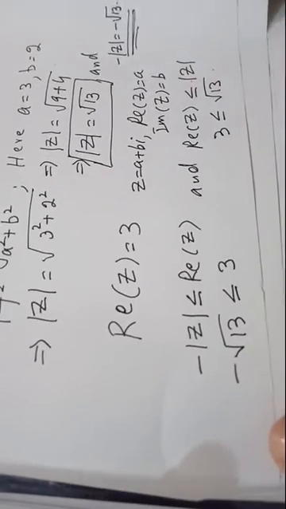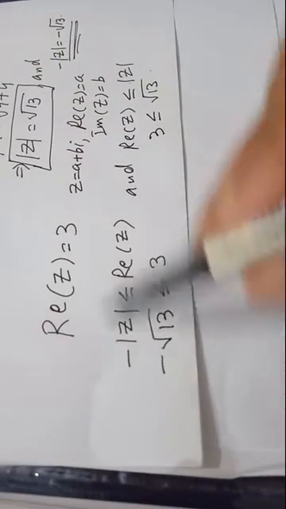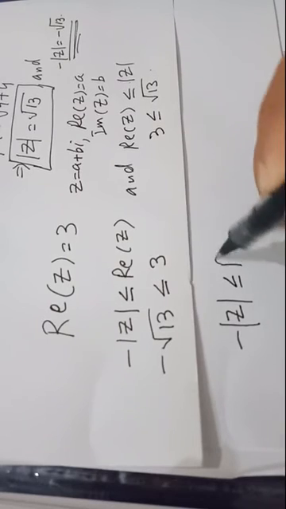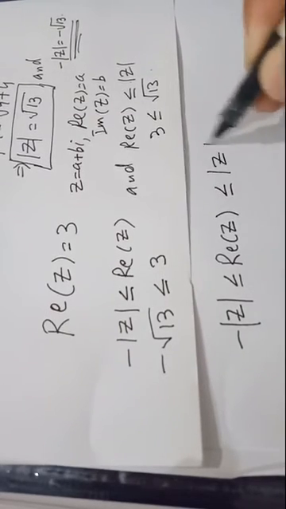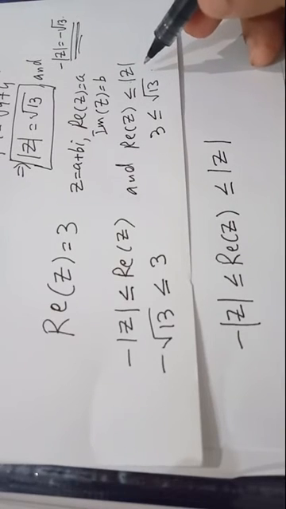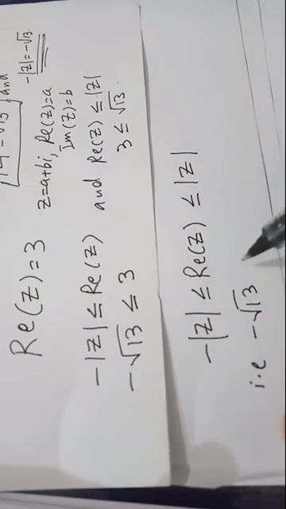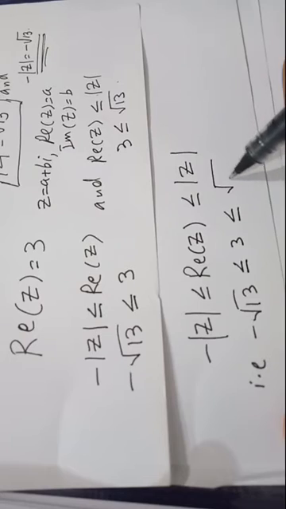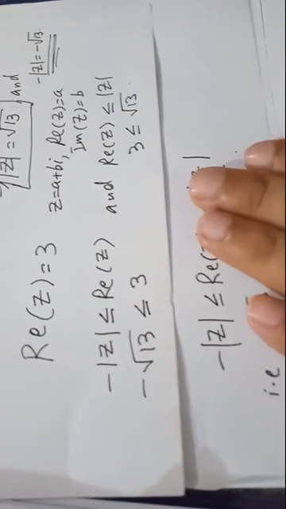So combine these two results. When I combine these two, I get minus absolute z is less than or equal to the real part of z, which is less than or equal to absolute z. That is, minus square root of 13 is less than or equal to 3, and 3 is less than or equal to positive square root of 13. So this is the required proof. This is part number 1.